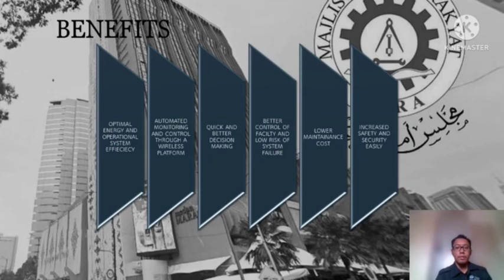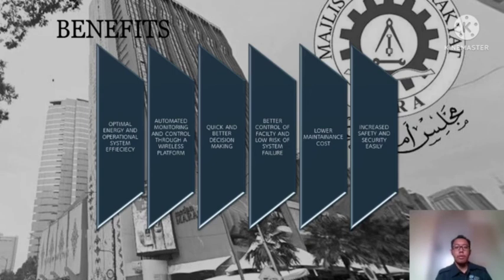Yang keempat adalah better control of facility and low risk of system failure. Disebabkan building automation system ni disatukan, ia membenarkan sistem itu dikawal dengan lebih baik dan mampu untuk mengurangkan keberangkalian untuk sistem dalam bangunan itu untuk gagal berfungsi.